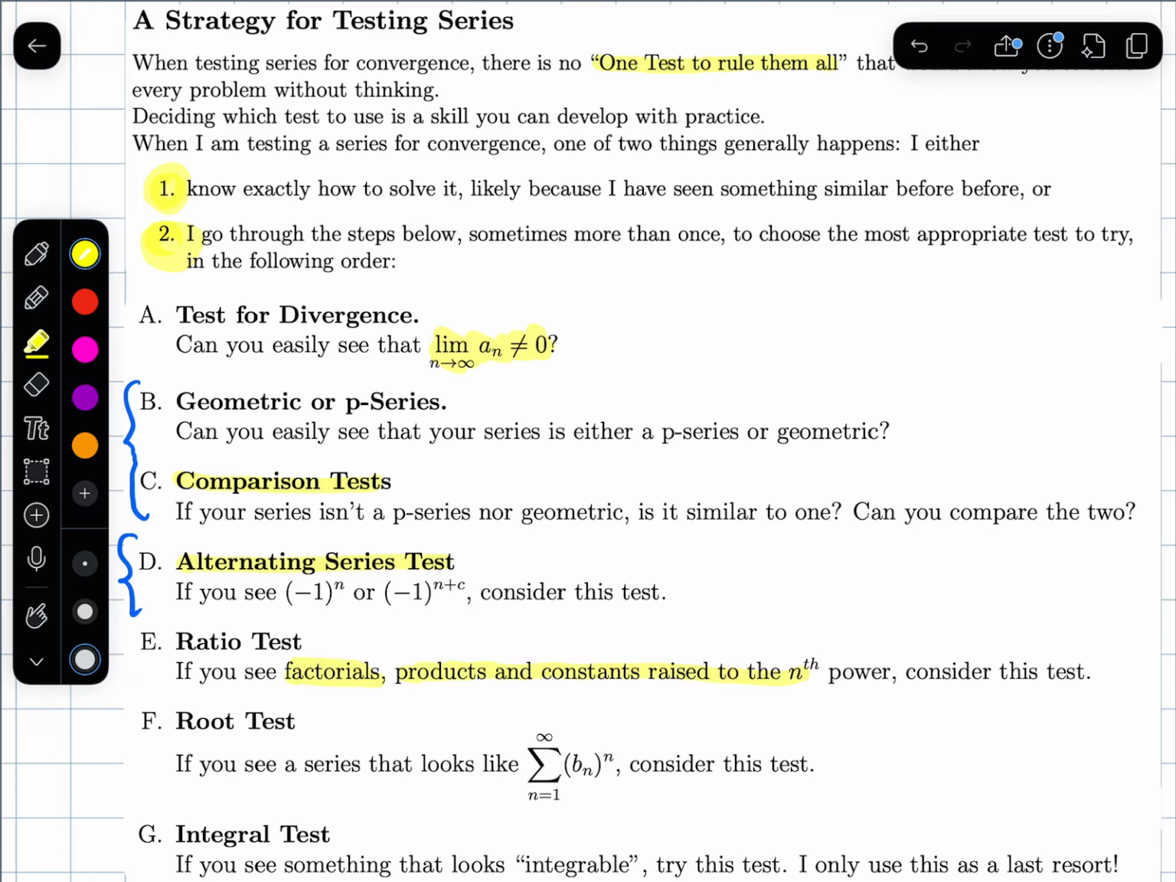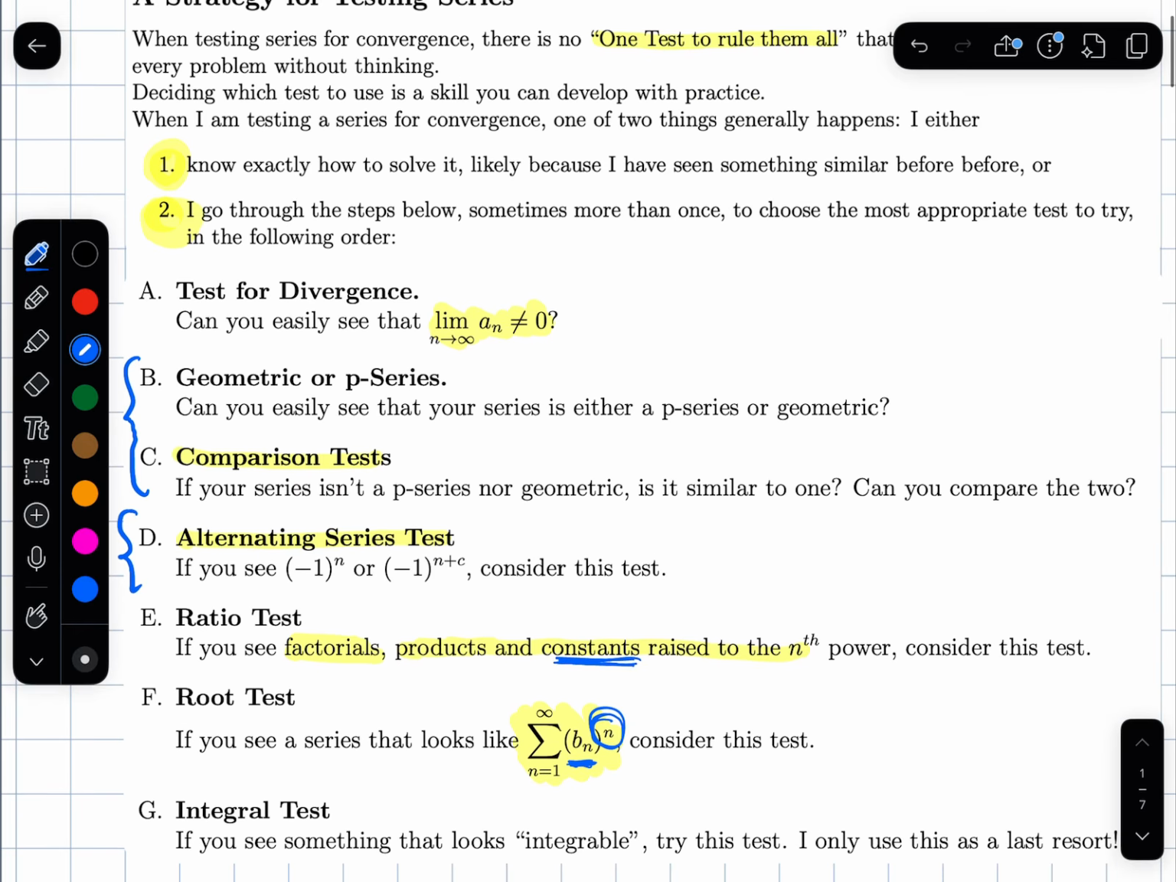Then if I do that, then I'll consider the ratio test. If instead I see something like this, meaning something with an n to the power of n, but the something to the power of n is not a constant like this. Over here I see a constant, but if the thing inside that's raised to the power of n is not a constant, it also has n's in it, then I'll consider the root test instead, because it will allow me to get rid of this n right here. And then lastly, only if none of these work will I try the integral test.